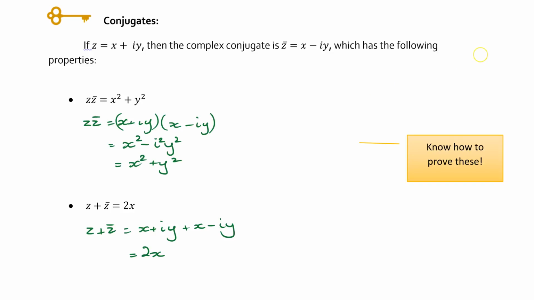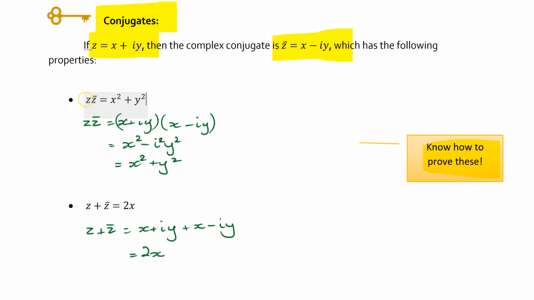Hello mathematicians, we're now going to have a look at conjugates. I've mentioned these already, so if z equals x plus iy, then its complex conjugate is x minus iy. But there are some properties which it's good to have in the back of our mind, and we also need to know how to prove these properties.